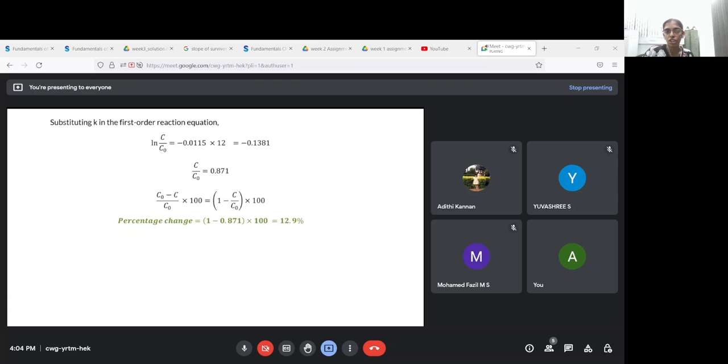The percentage change is C naught minus C divided by C naught into 100. So again 1 minus the ratio into 100 will give you percentage change. So 1 minus 0.871, which you derive from this step, into 100 will give you 12.9%. The correct answer to this question is option B. Clear as of now?